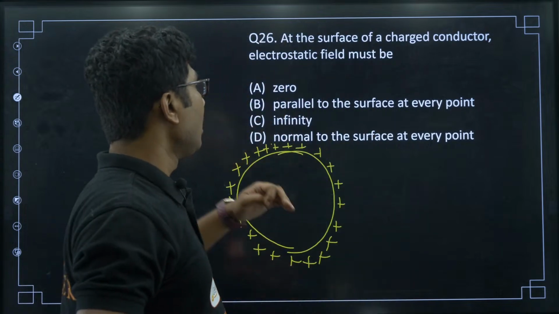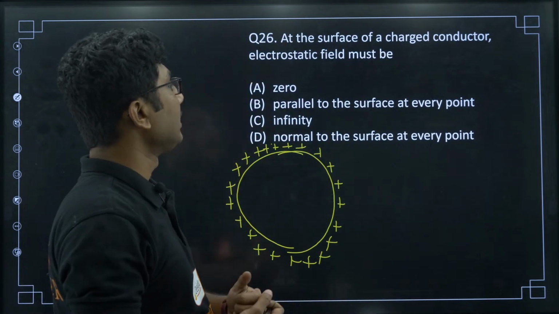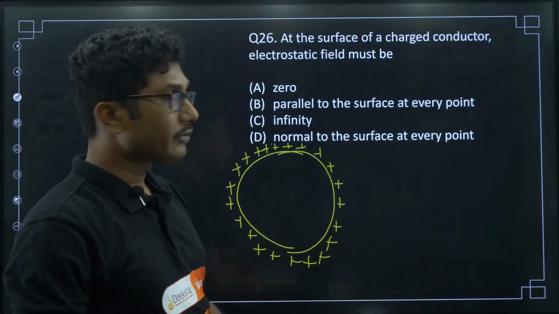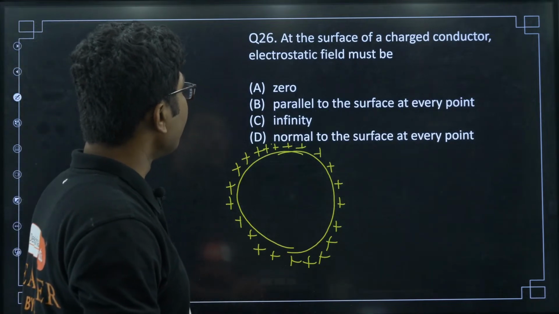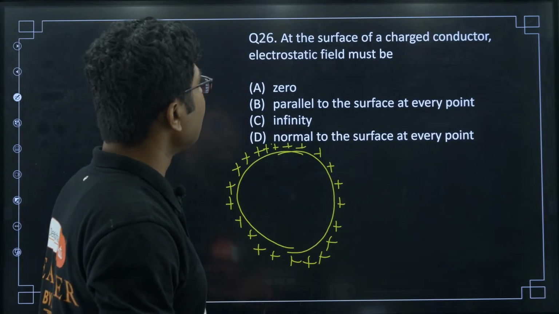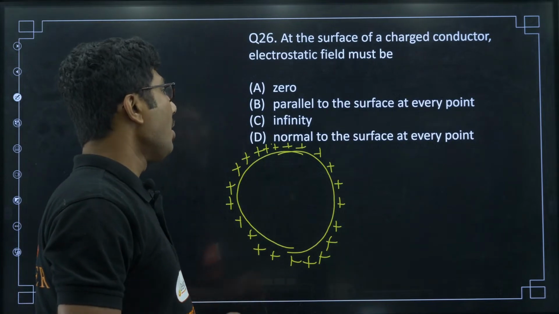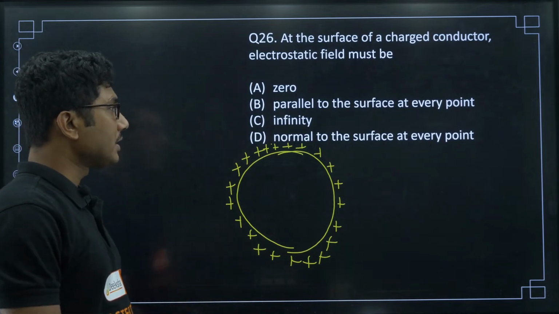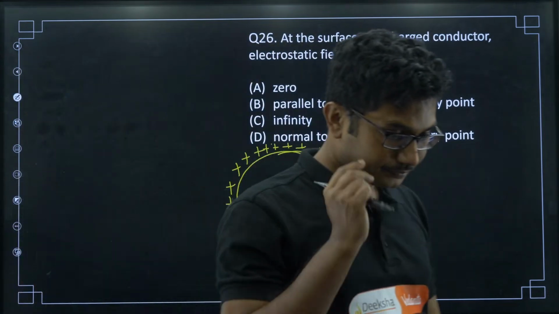So, first is this question: at the surface of a charged conductor, the electrostatic field must be either 0, parallel to the surface at every point, infinity, or normal to the surface at every point.